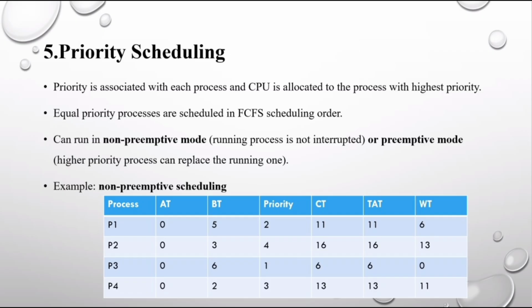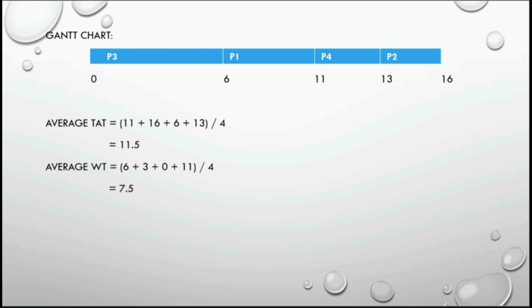Priority scheduling. In priority scheduling, each process has a priority number. The CPU runs the highest priority first. It may be preemptive or non-preemptive. The main issue is starvation for low priority processes. In this example, the CPU chooses processes based on priority values. So the execution order is P3, P1, P4 and P2.